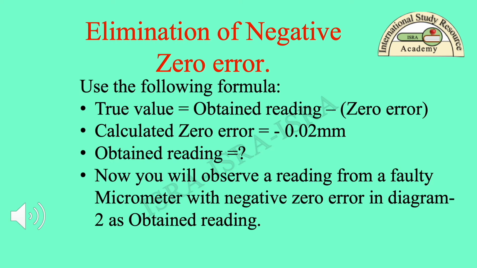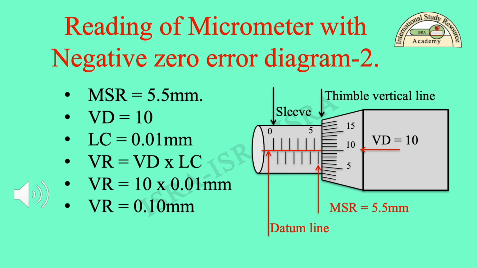Now you will observe a reading from a faulty micrometer with negative zero error in diagram 2 as obtained reading. Reading of micrometer with negative zero error diagram 2. Main scale reading MSR is equal to 5.5 mm. Vernier division VD is equal to 10. Least count LC is equal to 0.01 mm. Vernier reading VR is equal to VD times LC. Substituting the values, VR is equal to 10 times 0.01 mm. Final value of VR is equal to 0.10 mm.